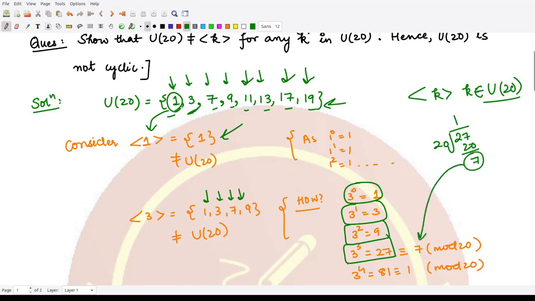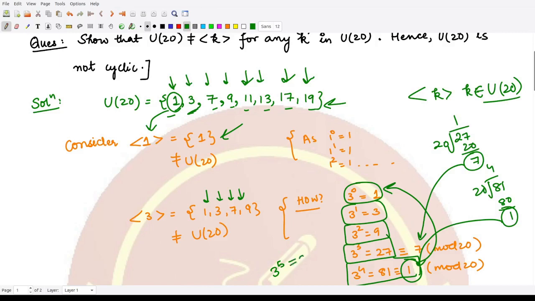Correct? If you calculate 3 raised to power 4 it comes out to be 81, and 81 is also not present here. So when you divide 81 by 20, you have 1 as the remainder. So you see the numbers start repeating. 1 was already present here. Thereafter 3 raised to power 5 would be equal to 3 under mod 20, and so on, so the sequence would repeat itself: 1, 3, 9, 7, then 1, 3, 9, 7 and so on, right? So the subgroup which is generated by 3 contains only 4 elements, so this is not equal to U20.